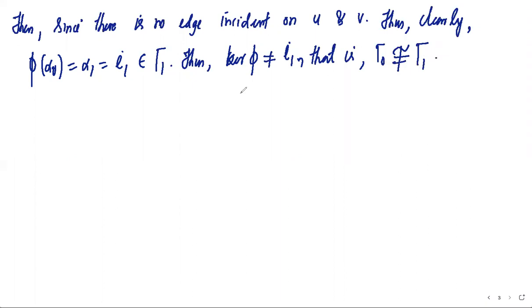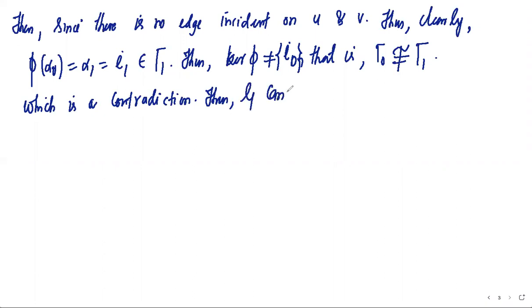The kernel of phi is not equal to I not. Exactly. So in fact, this should be a set. Okay, which is a contradiction. Thus, G cannot have more than one isolated vertex.